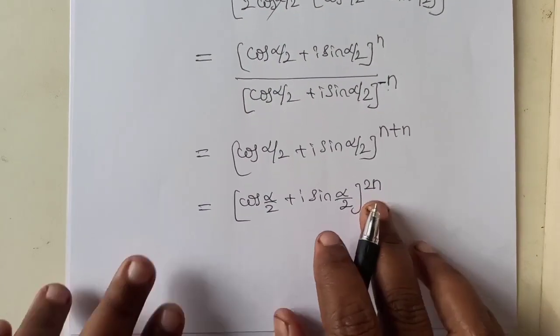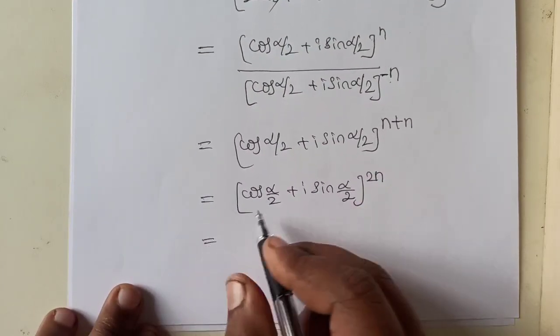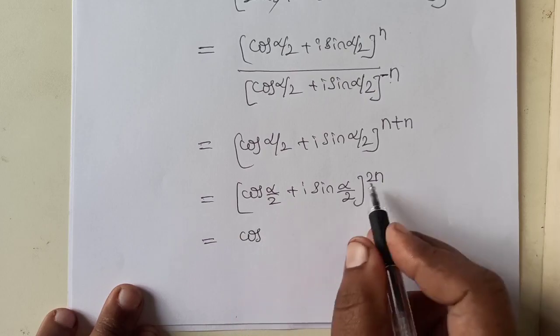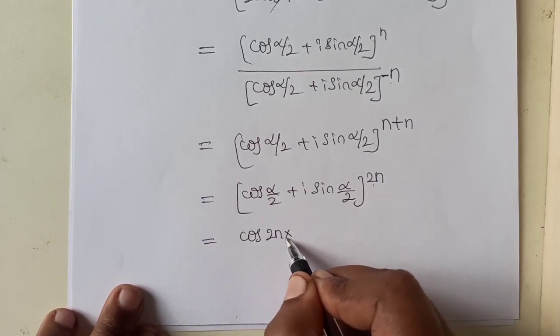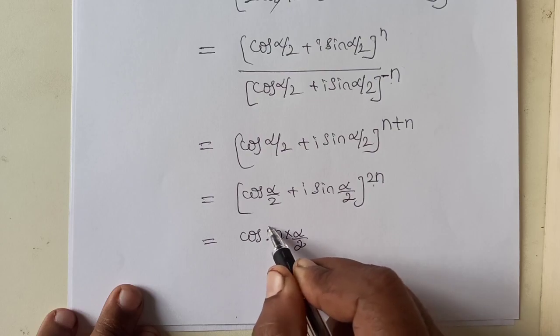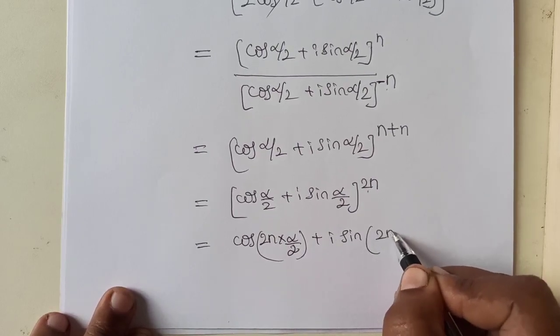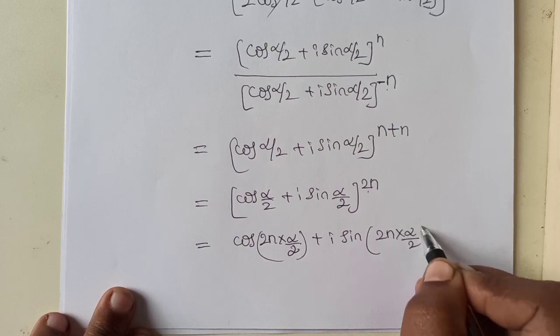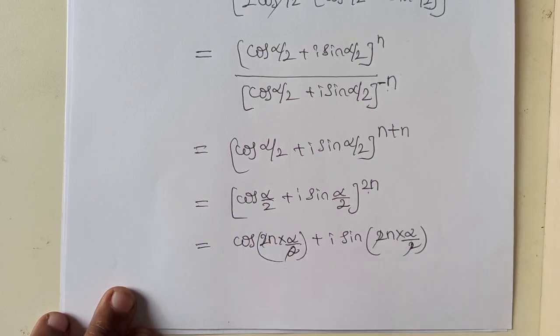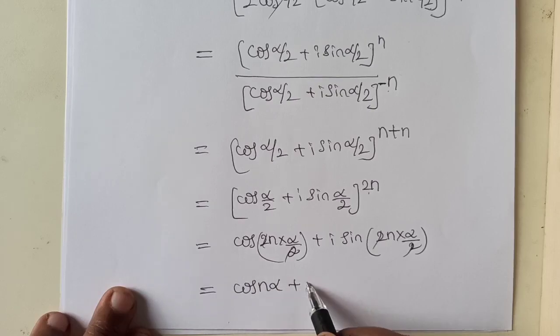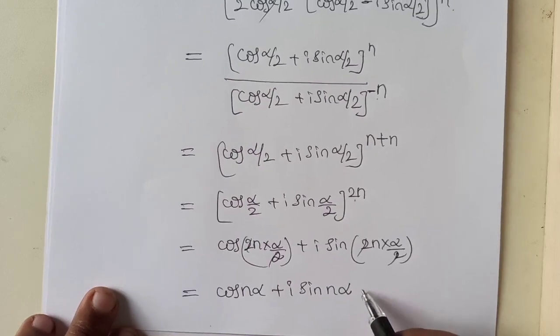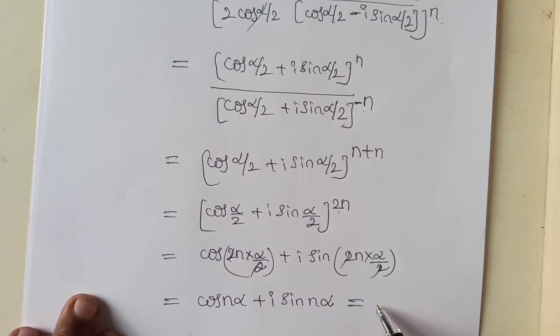Now again by using De Moivre's theorem, it can be written as cos 2n into alpha by 2 plus i sin 2n into alpha by 2. The 2 cancels, and we get cos n alpha plus i sin n alpha. So this is the required result, that is the RHS.